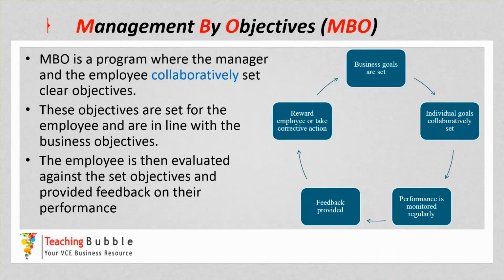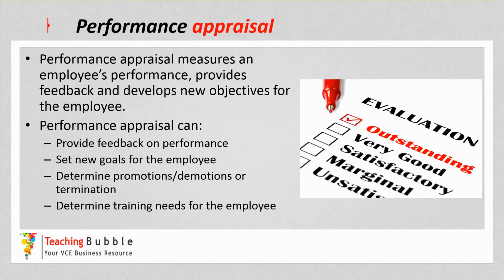Then they go out and perform, and that performance is monitored regularly. The employee is provided feedback, and then if they perform really well, they may be rewarded or recognized, or if not, corrective action may be taken, and they may identify that the employee needs to be trained or reevaluate the objectives that have been set.